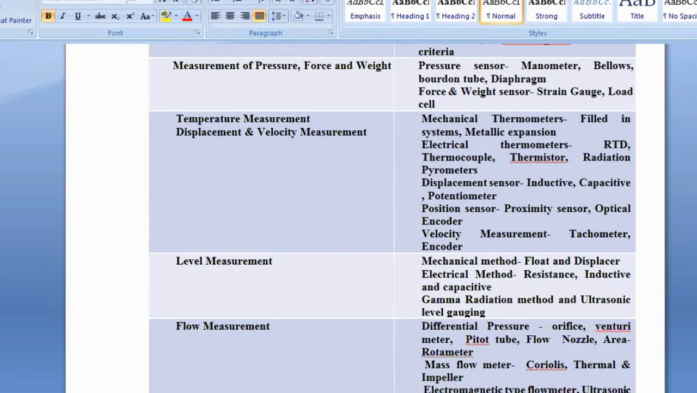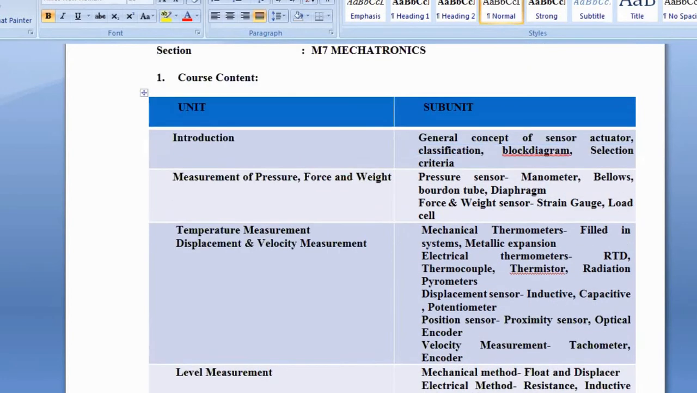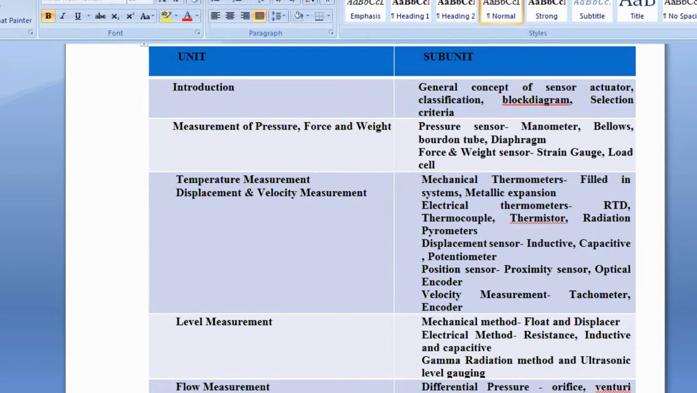Under level measurement, you have already performed lab experiments for each sensor individually, like from the sensors: the strain gauge, the LVDT, that is the inductive displacement sensor, the temperature sensors, that is the RTD, and the thermocouples, and you have performed on the capacitive.